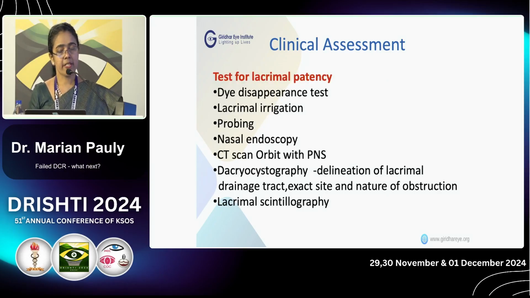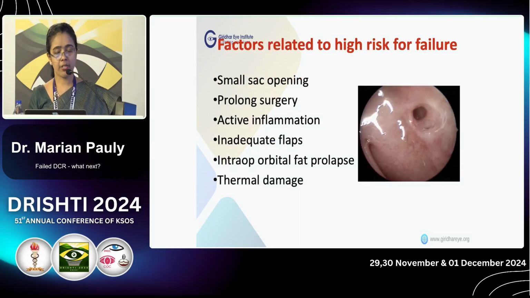Again, test for lacrimal patency, which we have already learned from the first talk from Dr. Indu: dye disappearance test, lacrimal irrigation, probing. Probing is very important because we have to differentiate between the hard stop and the soft stop. Sometimes after DCR, we can get an associated common canalicular block, which can be differentiated with probing. Then comes the importance of nasal endoscopy. Sometimes you have to do a CT scan of the orbit with the paranasal sinuses to rule out sinus pathology. Dacryocystography can be done especially to delineate the lacrimal drainage tract and the exact site and nature of obstruction. Scintigraphy, I usually don't do.